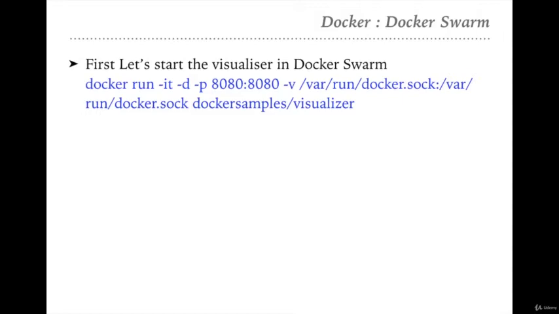So first, let's start the Visualizer on Docker Swarm mode. For this we need to execute this particular command: docker run -it -d -p. We are going to expose the visualizer on port 8080. In your case, if the port is busy, you can put any other port. Then we mount the socket location, and the image is dockersamples/visualizer. dockersamples is the official Docker repository, and visualizer is the image name.